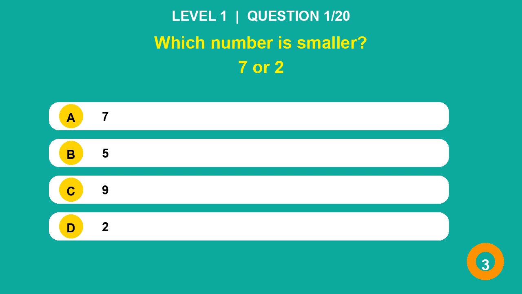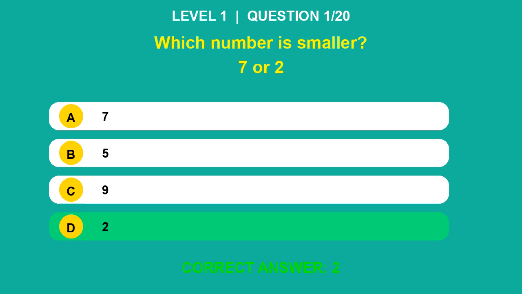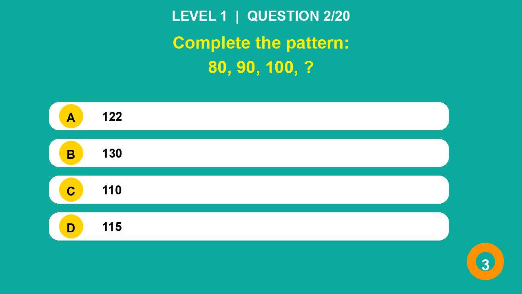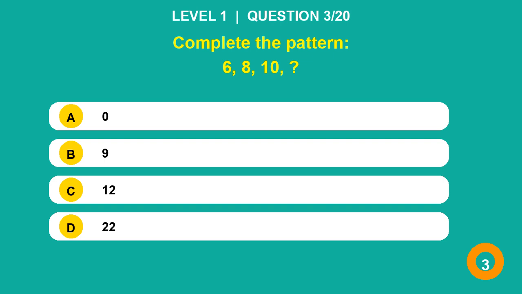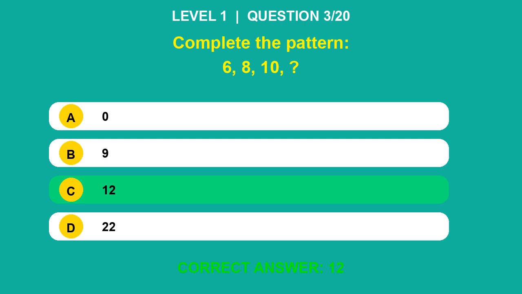Which number is smaller? 7 or 2? Answer is 2. Complete the pattern. 80, 90, 100? Answer is 110. Complete the pattern. 6, 8, 10? Answer is 12.